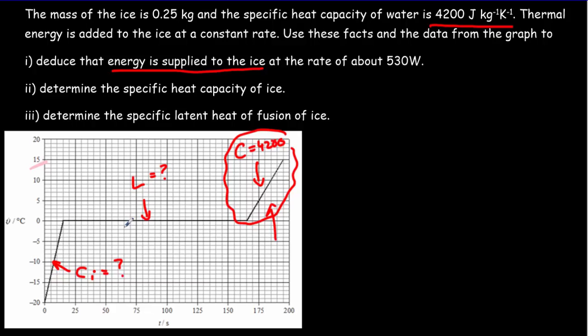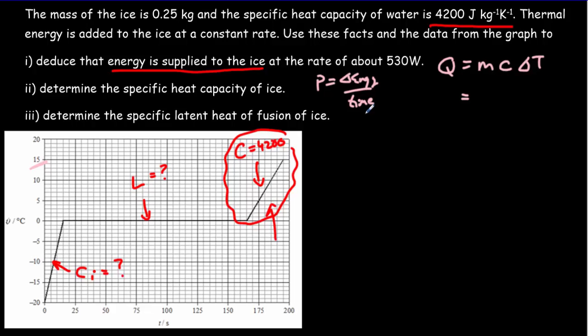It's the same rate all the way through, but we've got extra information that we can use in this region here. So the heat added in that region would be given by Q equals m times the specific heat capacity of water times the change in temperature in that region. Q here is the heat energy that's been added.